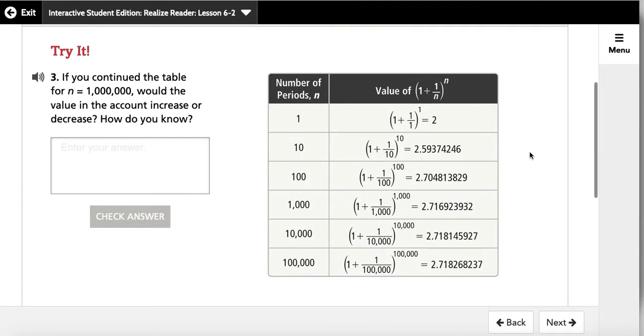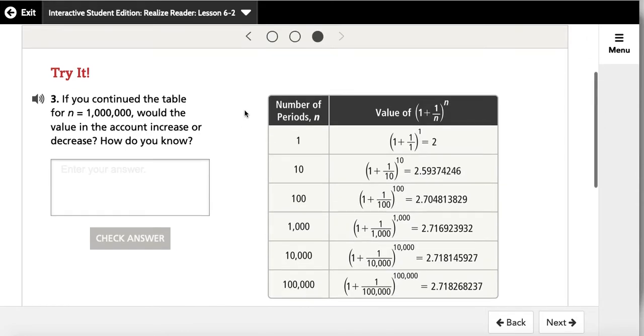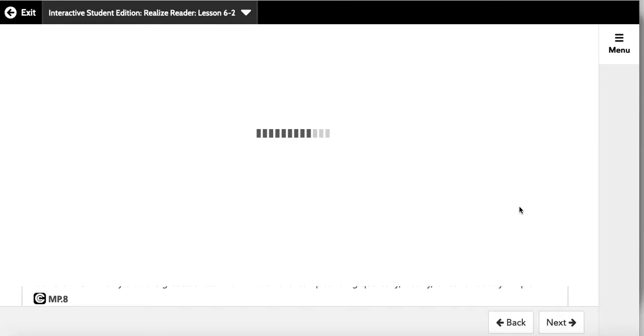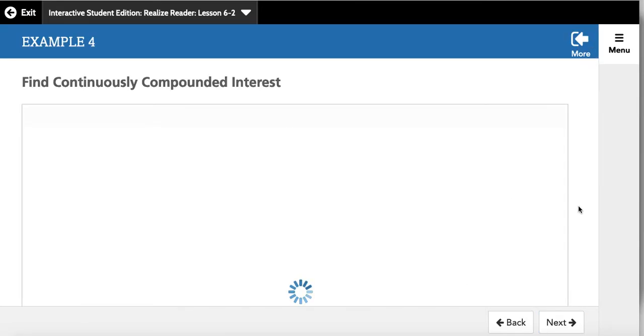Let's see what we have here. They're just wondering, if we went to 1,000,000, would the value in the account increase or decrease? How would you know? Well, since every single number has been increasing, the more often we compound it, it would get even larger. It would get even closer to e, the 2.71828. I don't have it memorized past there, but let's apply it in the next example. There's no homework on example 3, but it was good to know that before going into example 4.